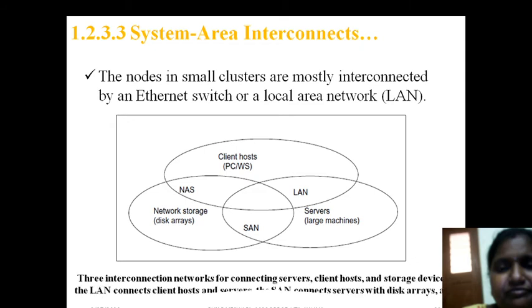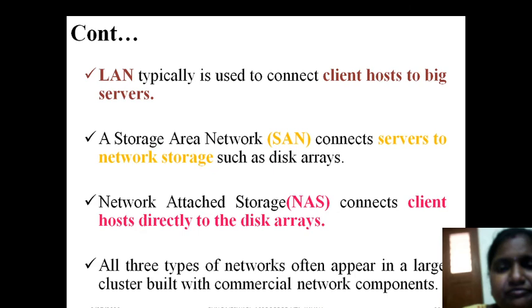See this. LAN connects client hosts and servers. SAN connects servers with the disk arrays, and NAS connects the clients with large storage systems in the network environment. I've given this here, it's the same. Storage area networks connect servers to network storage. Network attached storage connects client hosts directly to the disk arrays. Finally, LAN will connect client hosts to big servers.